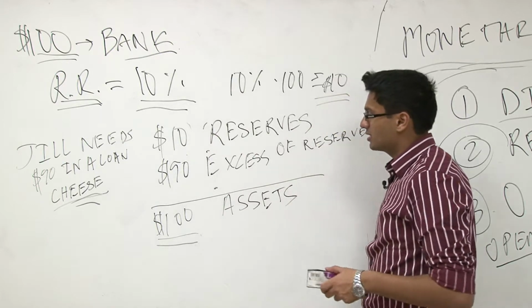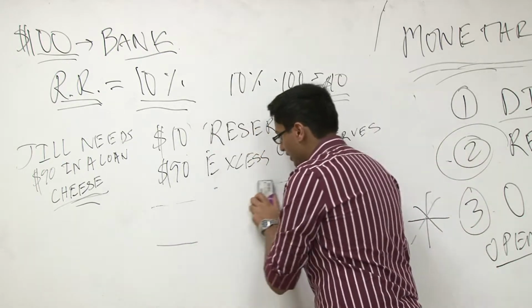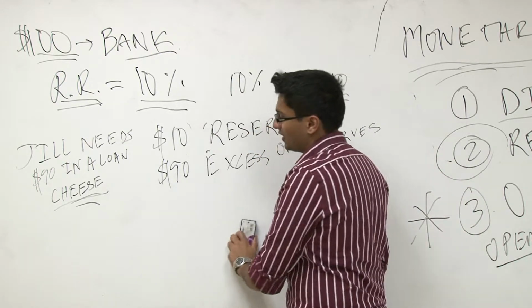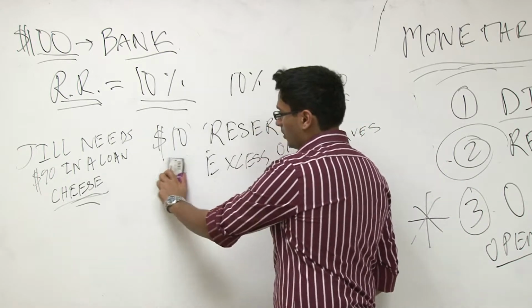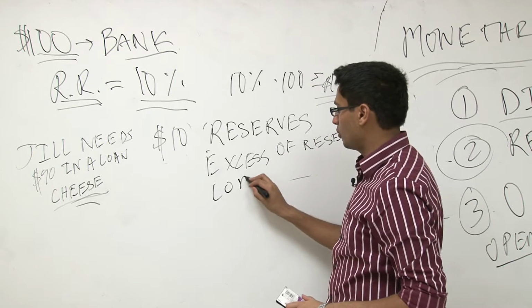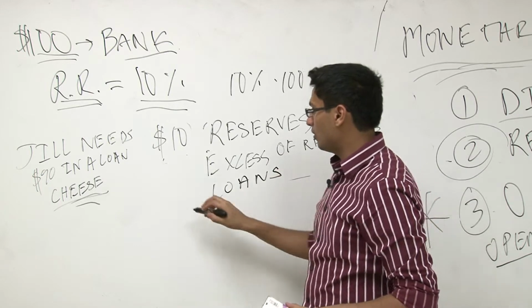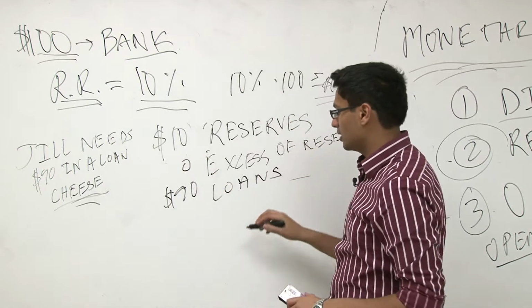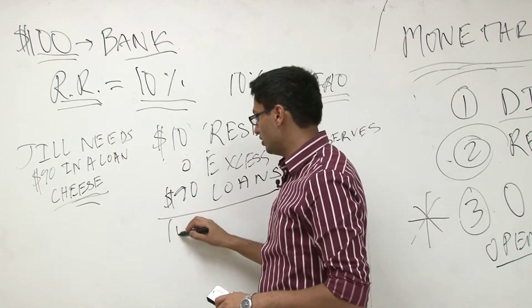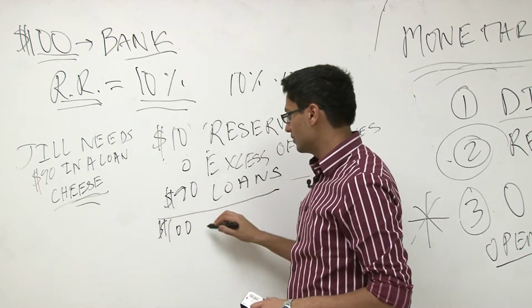So what tends to happen is a couple different things, okay? Things change because this excess reserve of $90 goes to Jill, okay? It goes to Jill in the form of a loan. So now I have $0 in excess reserve, $90 in loan, and still $100 in total assets, okay?